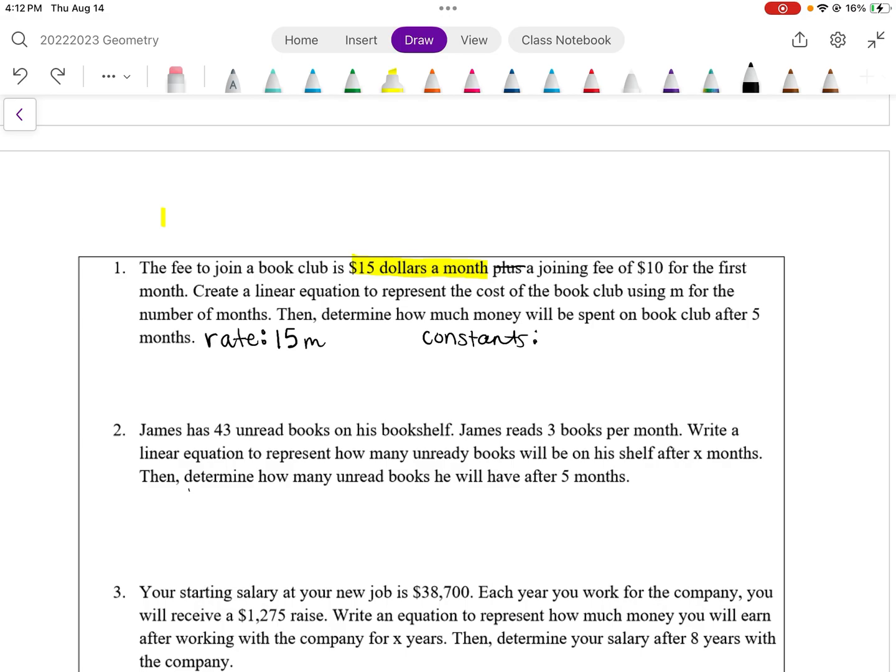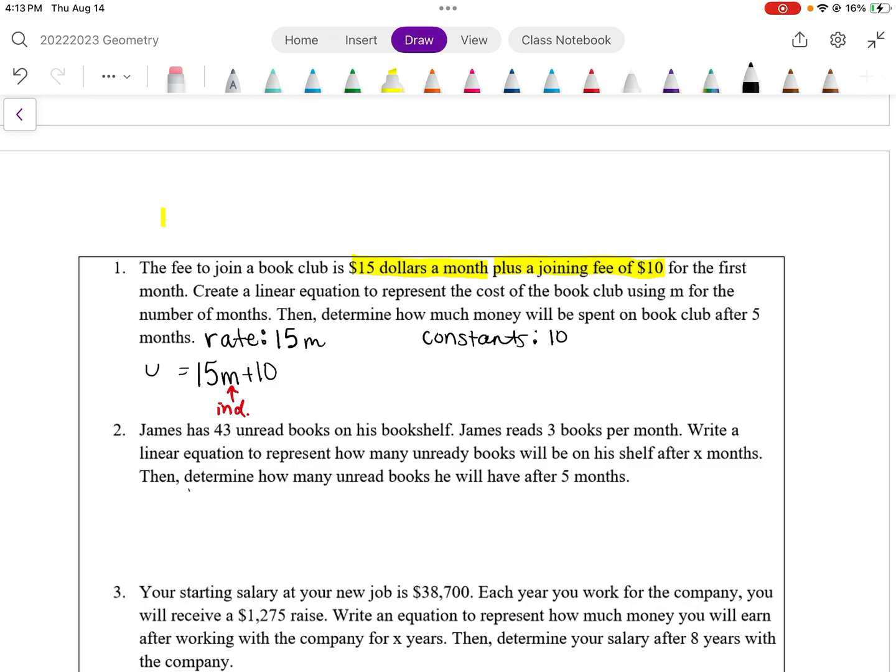Now, do we have a constant? Yes, we do. Notice it says plus a joining fee of $10 for the first month. So you only have to pay that $10 one time. So that's not a rate, it's just the one time $10. So our constant is 10. And that is added. So here's what our expression would look like. 15 times the number of months plus 10. That's going to represent how much we spend.